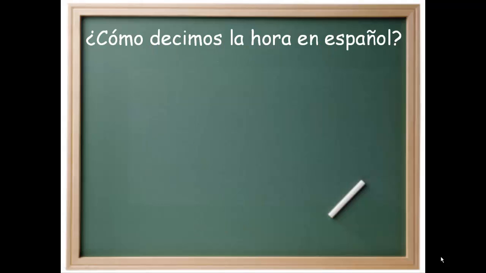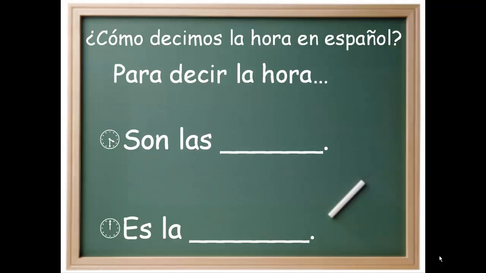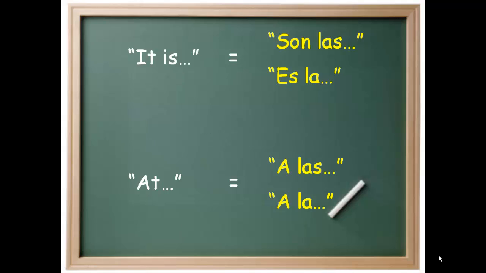¿Cómo decimos la hora en español? Let me give you some examples first, and then we'll go through some details. Para decir la hora, son las or es la are the two basic sentences. And here's what they mean. Son las, es la, for it is 5 o'clock, etc. A las or a la, when you want to tell when something is going to take place.